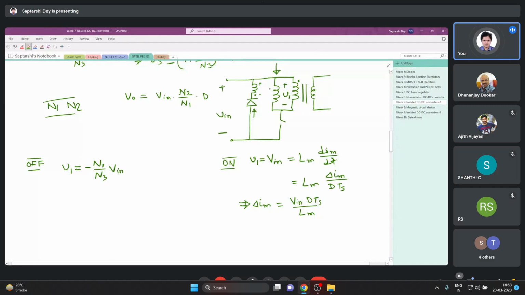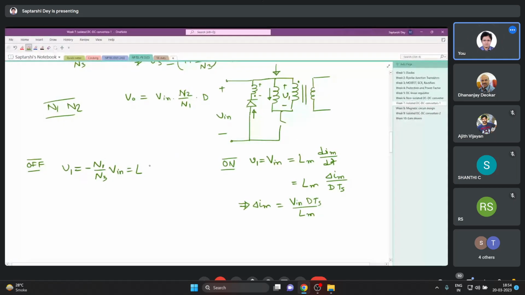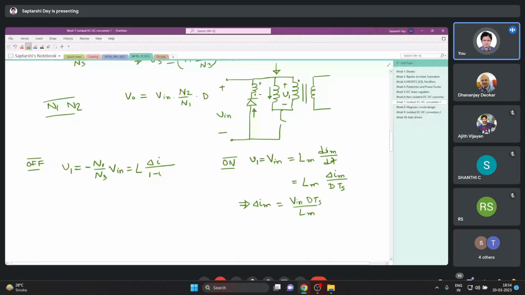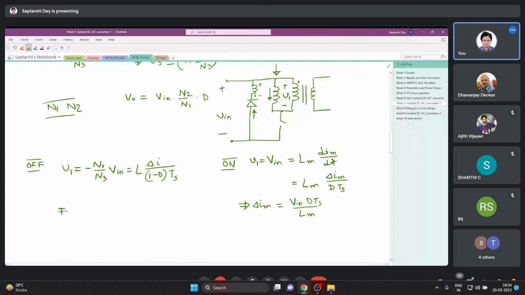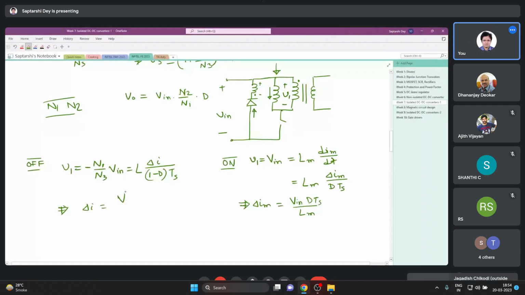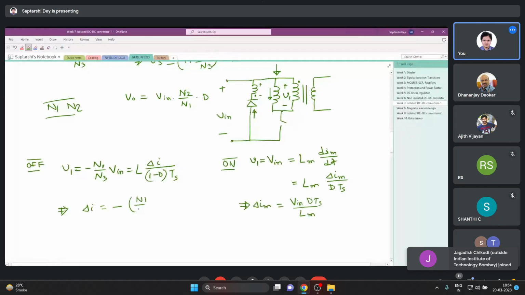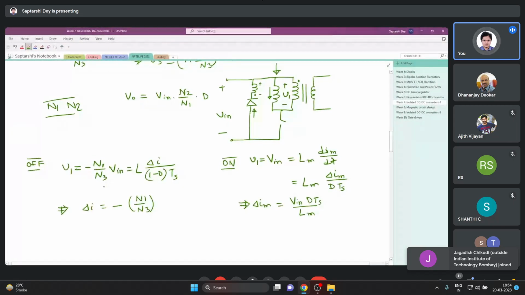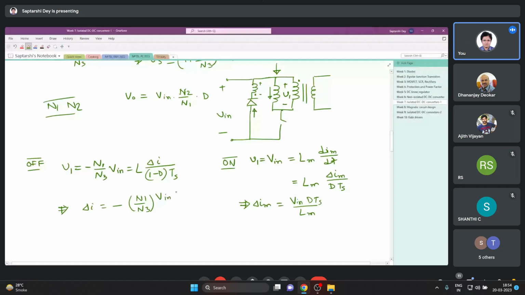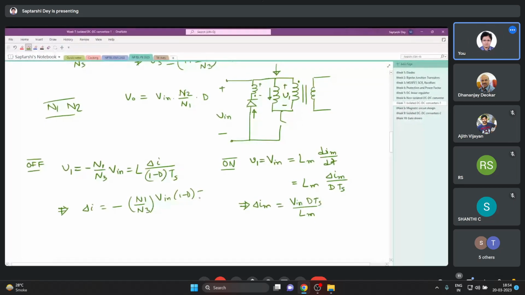And since the current is still flowing like this, we can say this is equal to L delta I by (1 minus d)Ts. Now what we have is delta I is minus n1 by n3 V in (1 minus d)Ts by L.